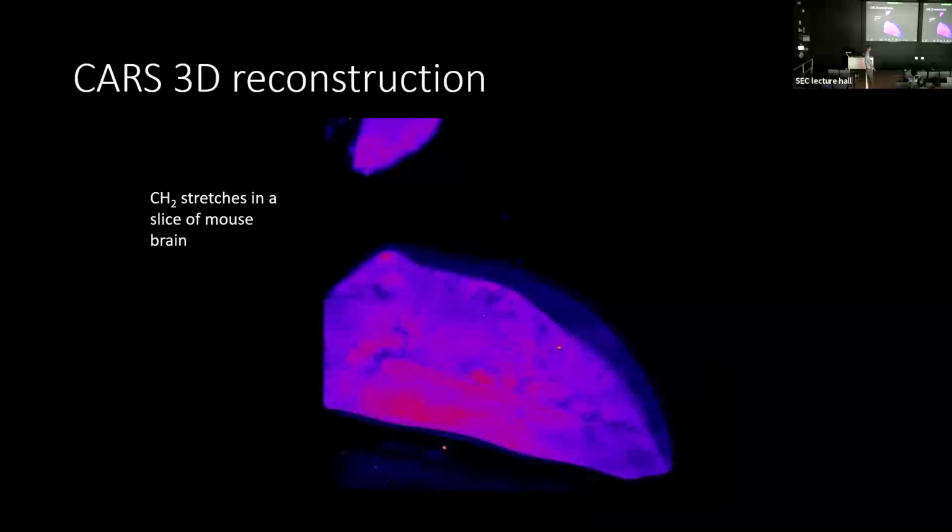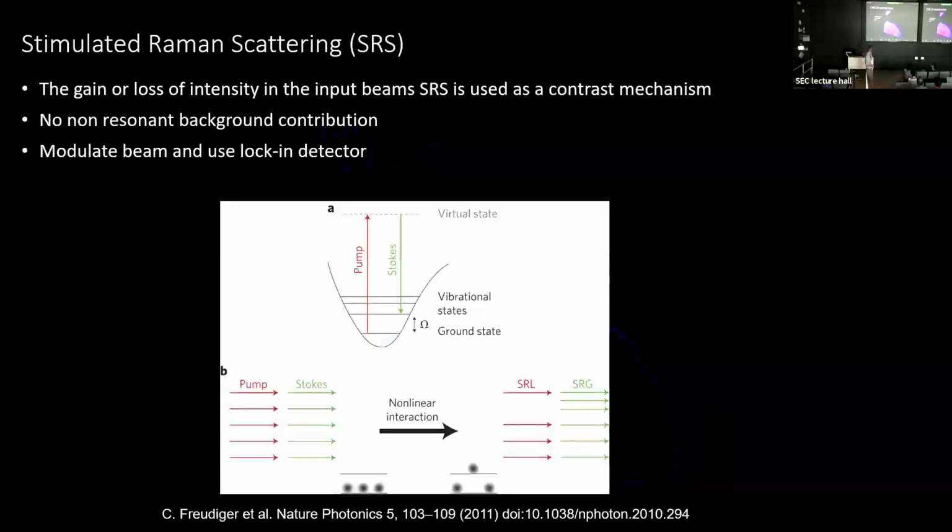When I first took over the lab in 2011, I found this slice of mouse brain sitting in a drawer. You never know what you'll find in the lab drawers. And so I did a CARS map of the CH2 stretches, which are the lipid stretches in it, just for kicks. But we can still do this sort of thing.